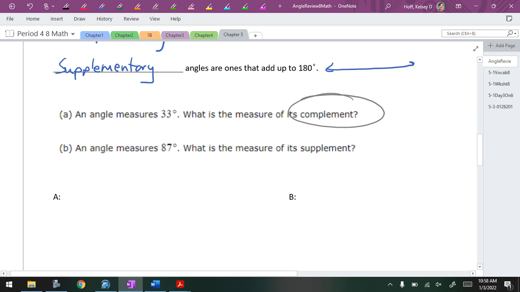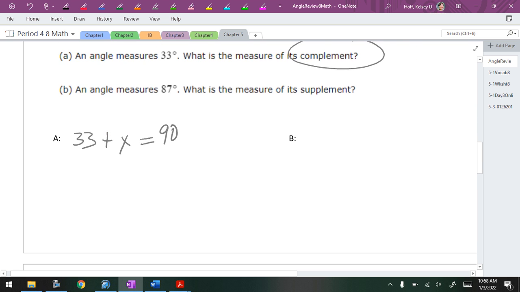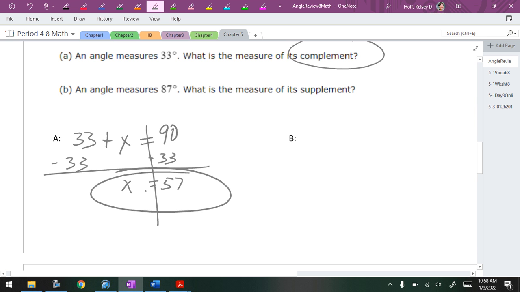You have to write an equation for this. It's a simple equation. 33, because that's the angle I know, plus another angle I don't know, I always call it x. They add together to give me 90. Go back to chapter 2. If I want to solve for x, I need to subtract 33. X equals 57. I know this is annoying. This counts as work, though.